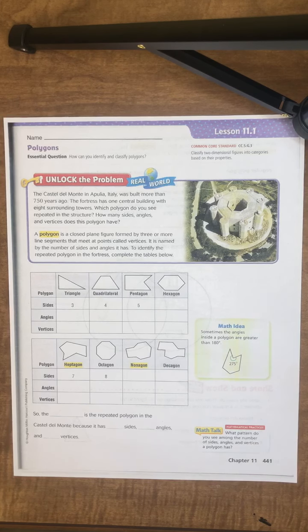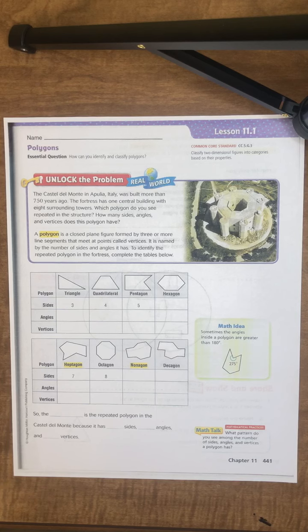The Castel dei Monte in Apulia, Italy, was built more than 750 years ago. The fortress has one central building with 8 surrounding towers. Which polygon do you see repeated in the structure? How many sides, angles, and vertices does this polygon have?